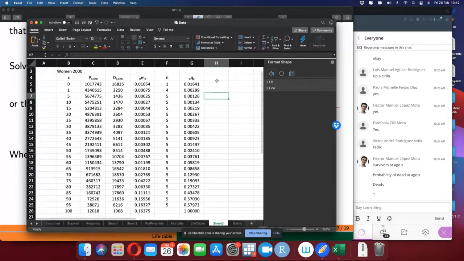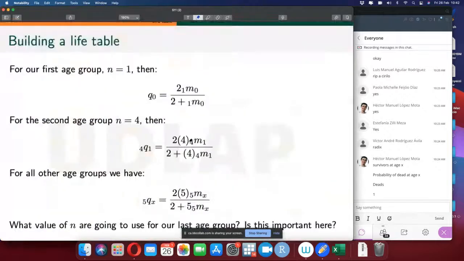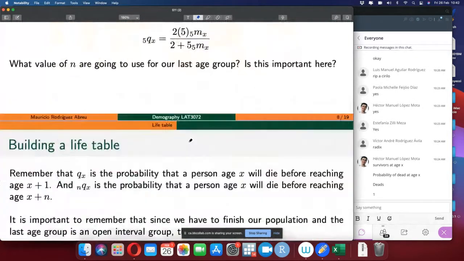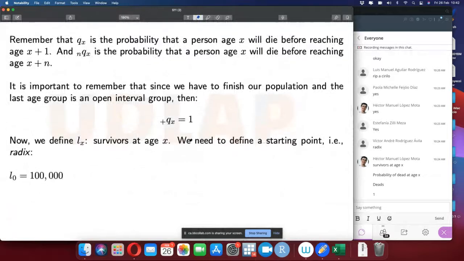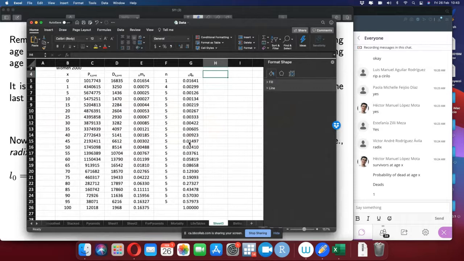So now we have our probability of death. Now let's work with our survivors, lx. And lx is the number of survivors at exact age x. Remember that we start with one value. The first value that we use, that we call the radix, is whatever value we want. We usually go with 100,000, but we can use 1 million, 10 million, any 10 to any power.